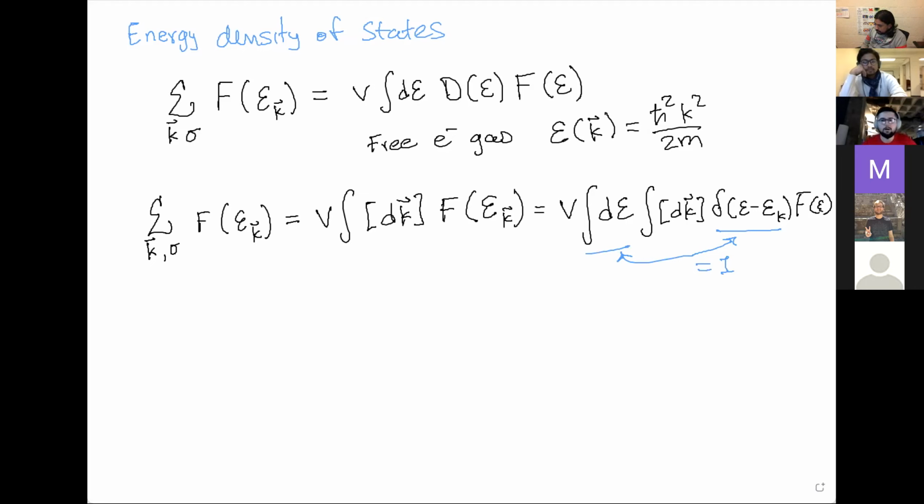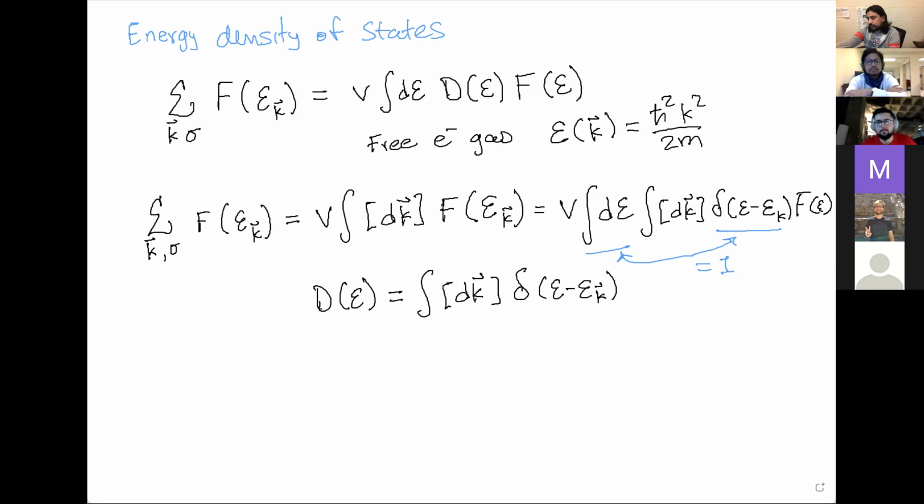Right, so that means that with that as my definition, I can say what my density of states function is. And my density of states is just this integral times the delta function. Questions?